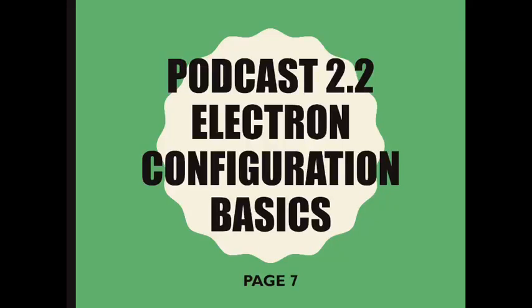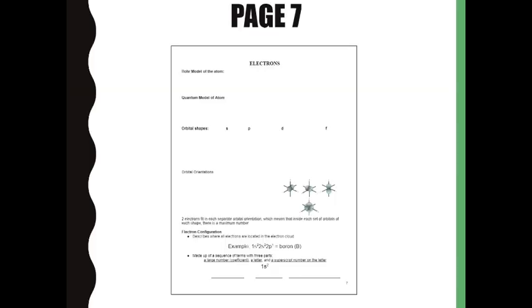All right, so here's our second podcast of the unit talking about the basics of electron configuration. And this is just going to cover page 7. And we're not actually going to get into writing electron configurations, but we're going to get the basics of what it is so we understand what we're doing next class when we start writing them.